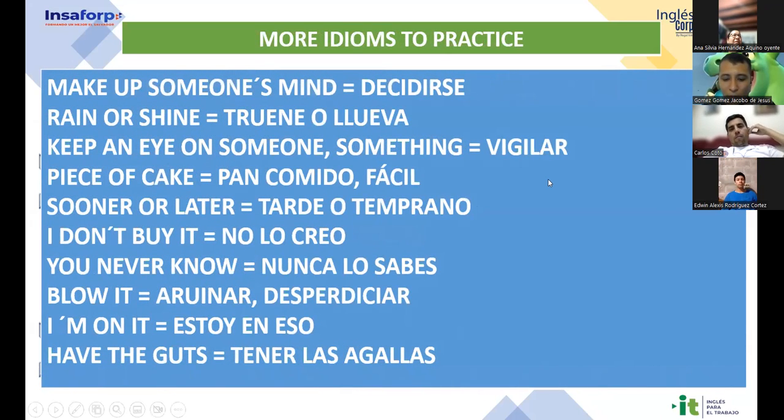Okay, here we have new ones. These are not in the book. These are not in the manual. Okay, you have make up someone's mind, rain or shine, keep an eye on someone, piece of cake, sooner or later, I don't buy it, you never know, love it, I am on it, have the guts. Okay, repeat everybody. Make up someone's mind.